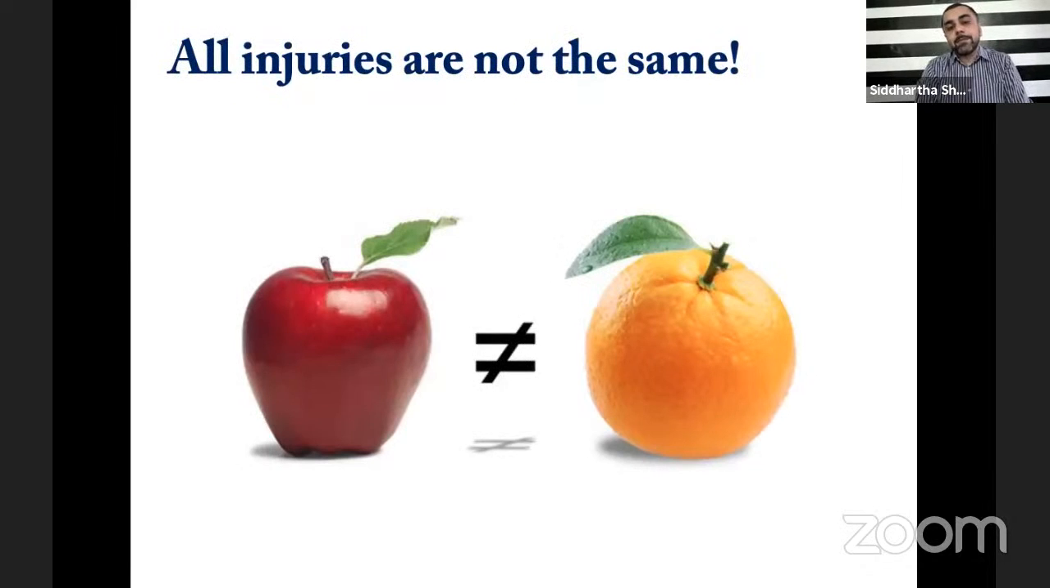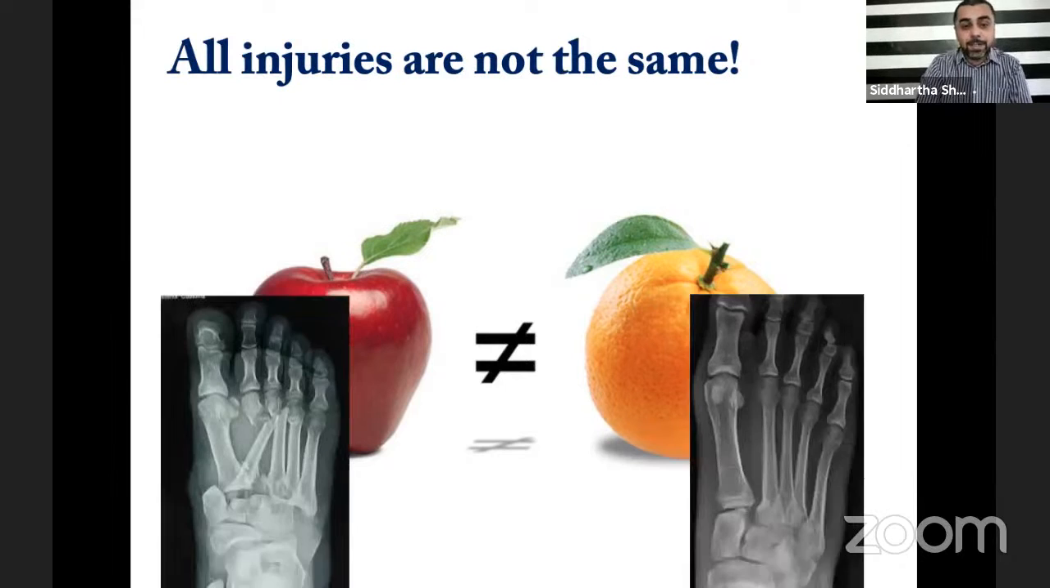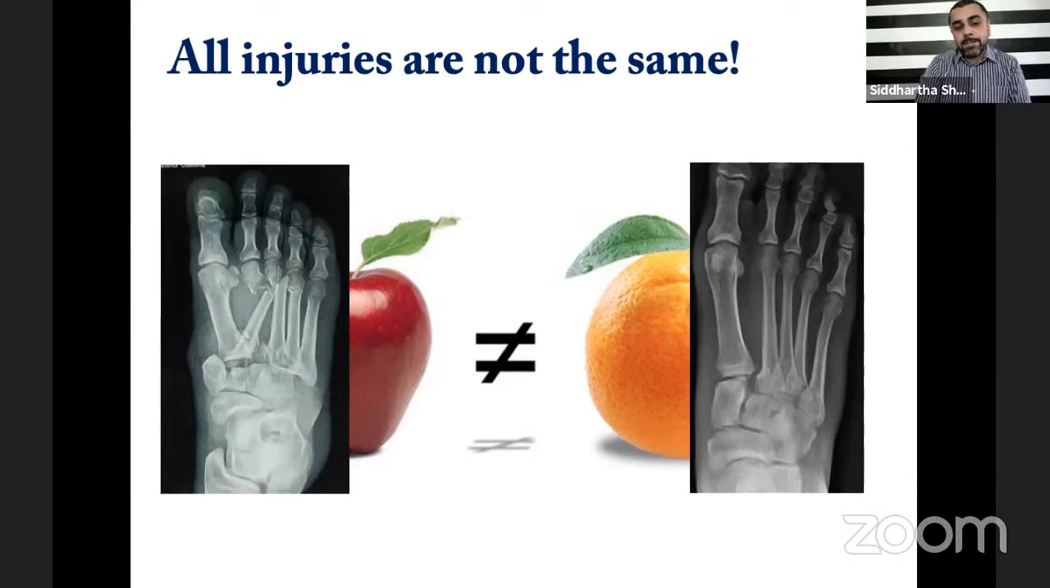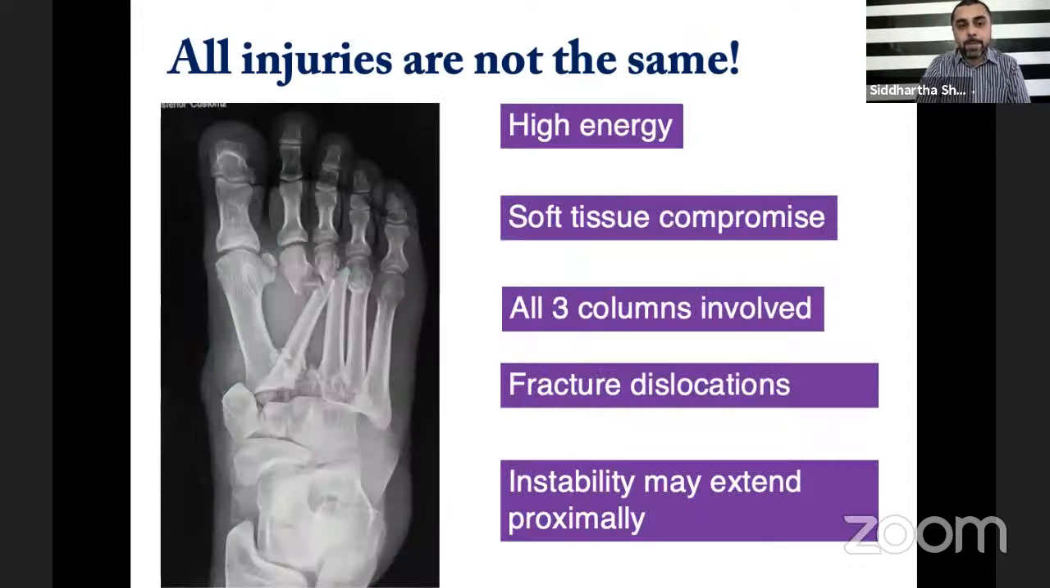The first thing we need to know when you talk of Lisfranc injuries is that all injuries are not the same. This is perfectly the case of apples not being the same as oranges. On the left side of the screen, you have a high velocity injury which has multiple dislocations, whereas on the right side, you have a low velocity injury which, if you were not careful enough, you could miss. Broadly speaking, there are many classification systems, but it is very helpful to classify your Lisfranc injuries as high and low energy mechanisms.